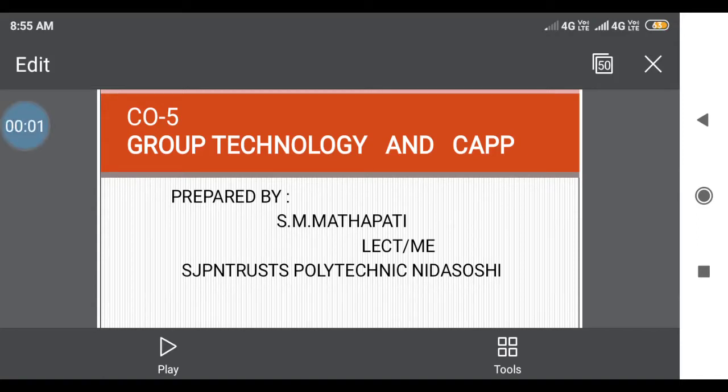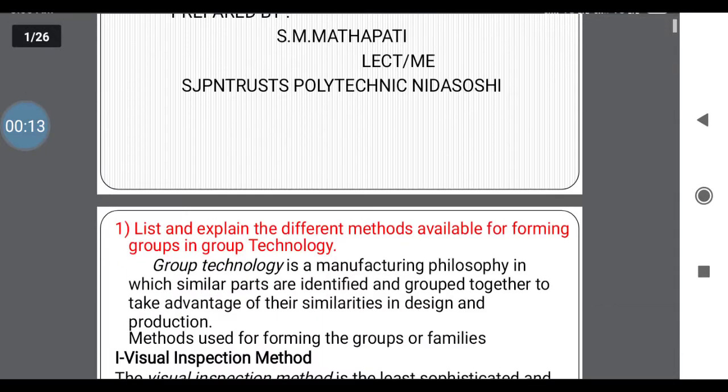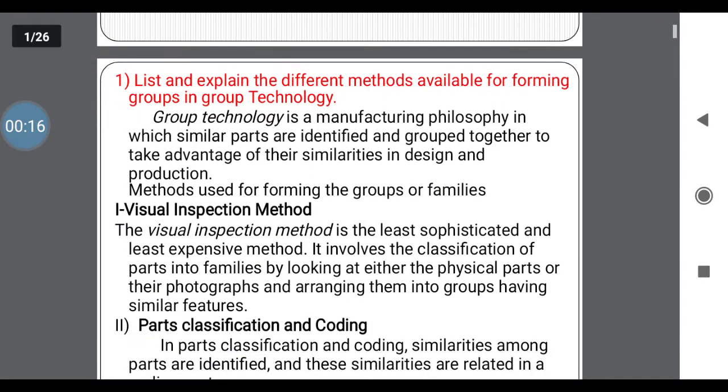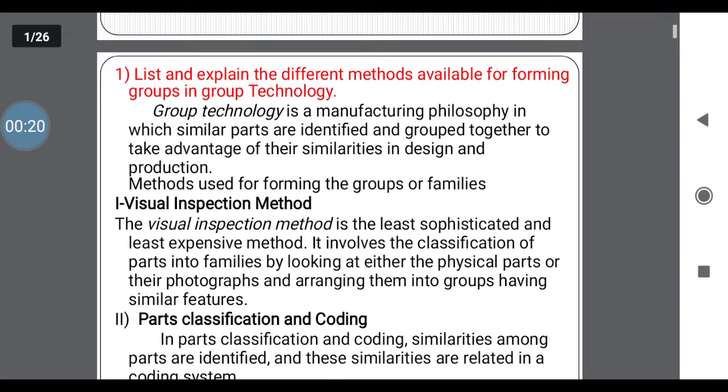Good morning, students. Today we discuss the model question answers of the fifth chapter, that is Group Technology and CAPP, group technology and computer aided process planning. Here is the first question: list the different methods available for forming the groups in group technology. Means, how to make the groups in group technology.